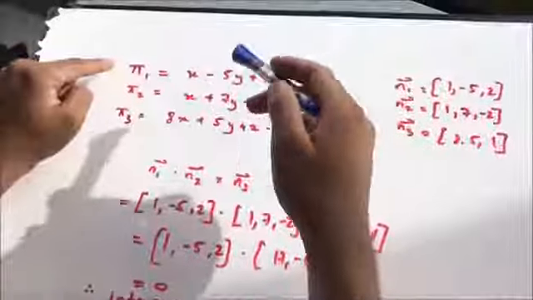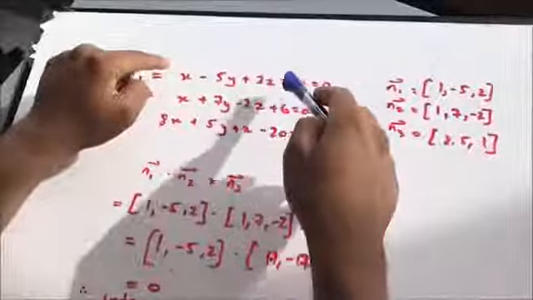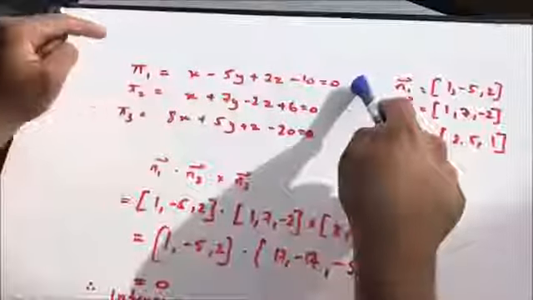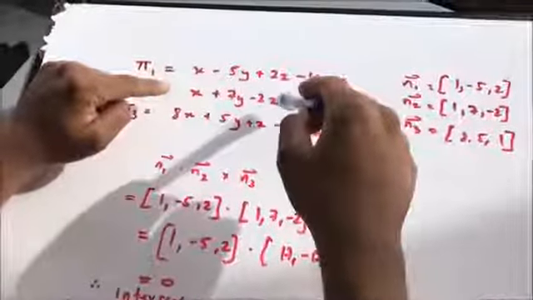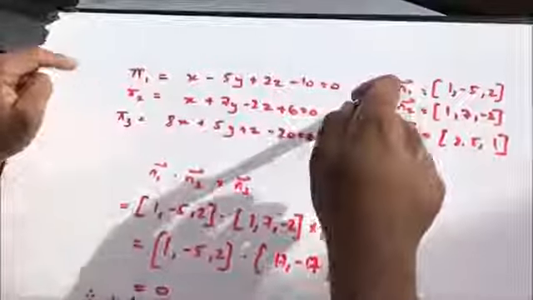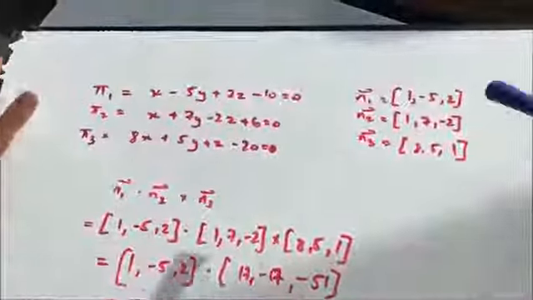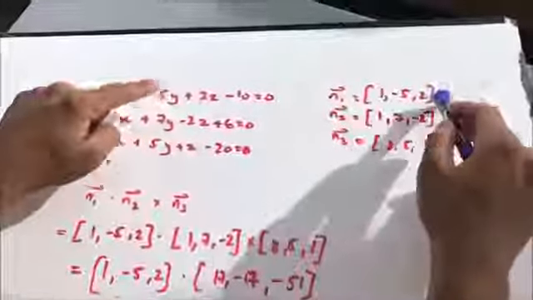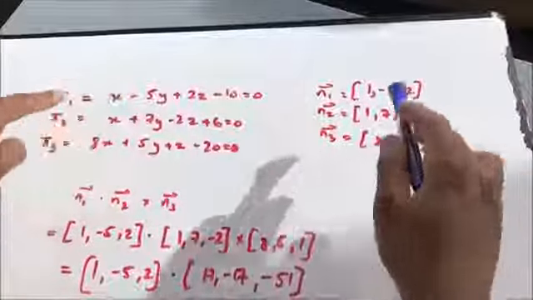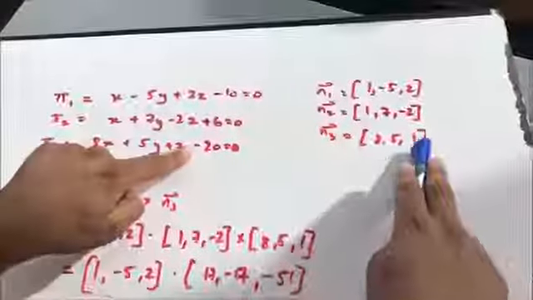So the equation for plane 1 is x minus 5y plus 2z minus 10 equals 0. For plane 2, it's x plus 7y minus 2z plus 6 equals 0. For plane 3, it's 8x plus 5y plus z minus 20 equals 0. So the normals are (1, negative 5, 2), (1, 7, negative 2), and (8, 5, 1).